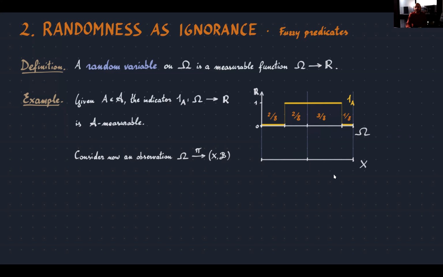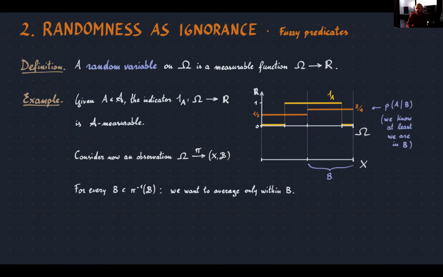Okay, so what's the value of a predicate? Well, you see, depending on whether we're, for example, on the left-hand side, it's half and half, right? If we're on the right-hand side, then the average is higher. It's more likely that we're in the set A rather than not. So these are the averages. That is the conditional probability.